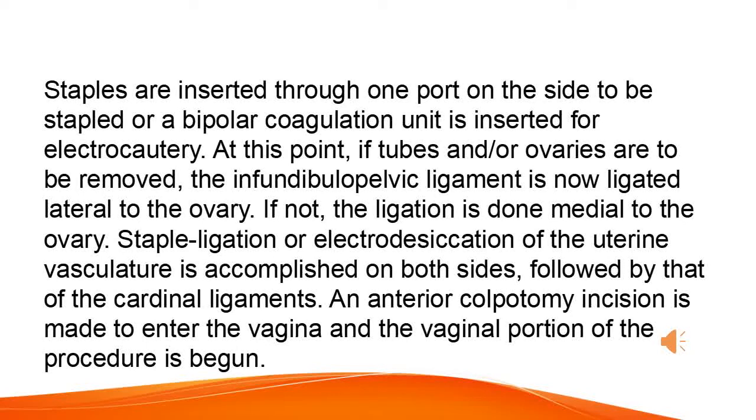Staples are inserted through one port on the side to be stapled, or a bipolar coagulation unit is inserted for electrocautery. At this point, if tubes and/or ovaries are to be removed, the infundibulopelvic ligament is now ligated lateral to the ovary. If not, the ligation is done medial to the ovary. Staple ligation or electrodesiccation of the uterine vasculature is accomplished on both sides, followed by that of the cardinal ligaments. An anterior colpotomy incision is made to enter the vagina and the vaginal portion of the procedure is begun.